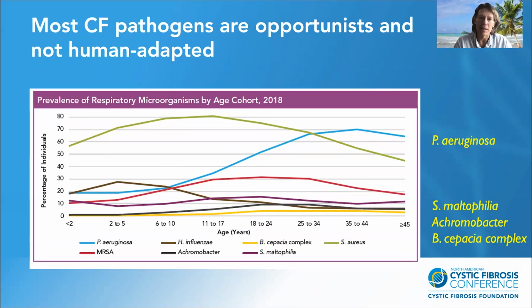So it's important that we recognize that most cystic fibrosis pathogens are opportunists and not human adapted. Rather, they're natural inhabitants of the environment. And this is true for the major gram-negative pathogens that we see rising in prevalence as cystic fibrosis patients age. These include organisms like Pseudomonas aeruginosa, Stenotrophomonas, Achromobacter, and the Burkholderia cepacia complex. These are the organisms that I'll be addressing today.